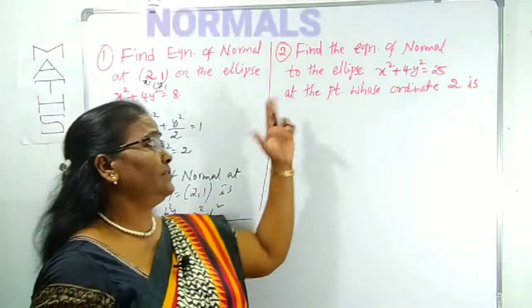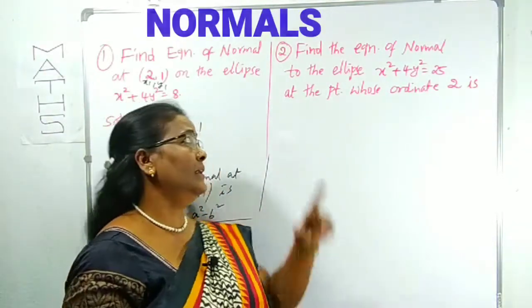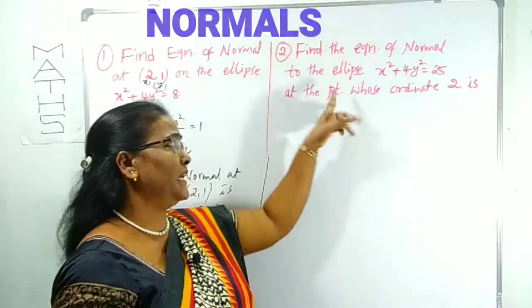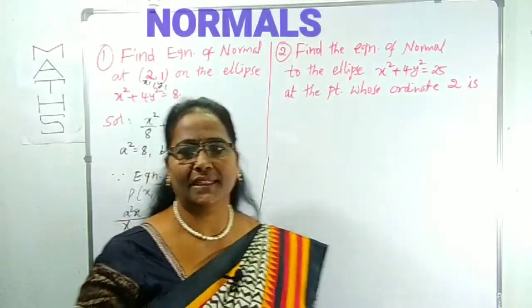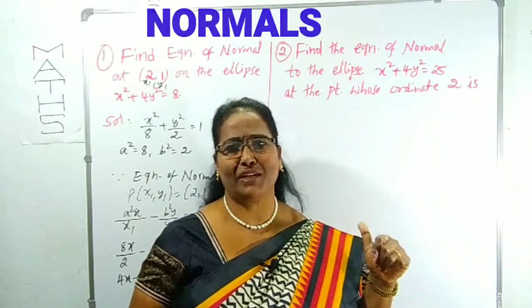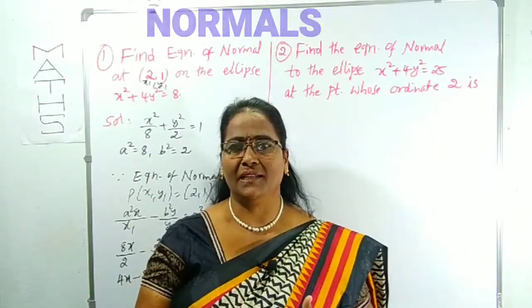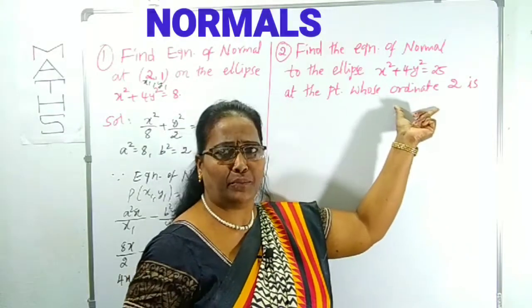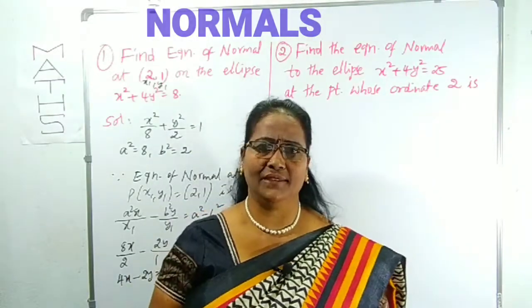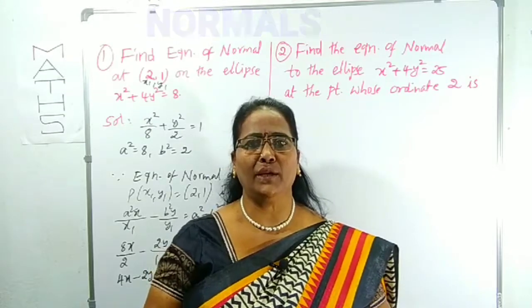What is asked? Find the equation of normal to the ellipse at the point whose ordinate is 2. Here also it is asking the equation of normal at the point only, but the point is not given directly. It is given that the ordinate of that point. What is the meaning of ordinate? Ordinate is simply the y coordinate.